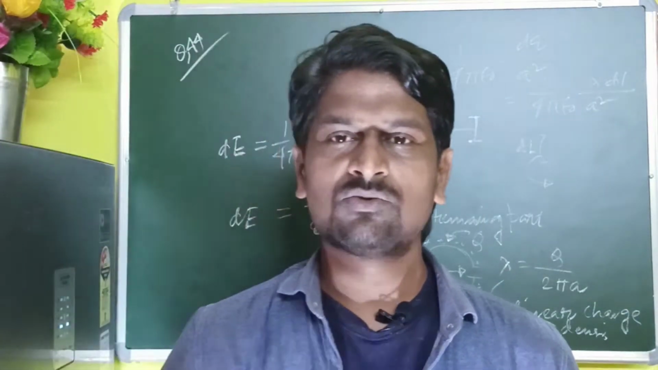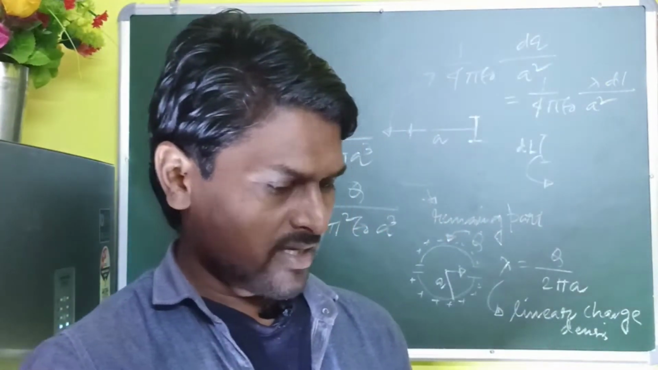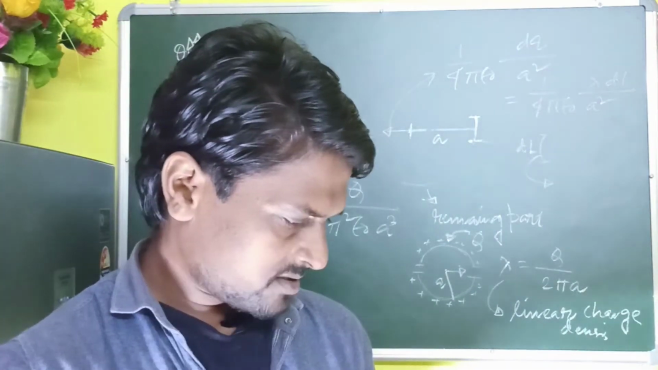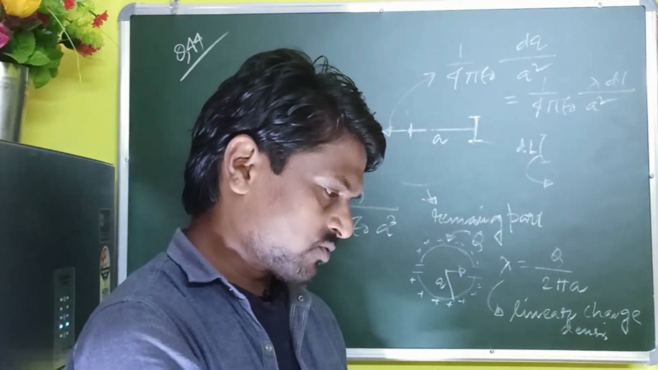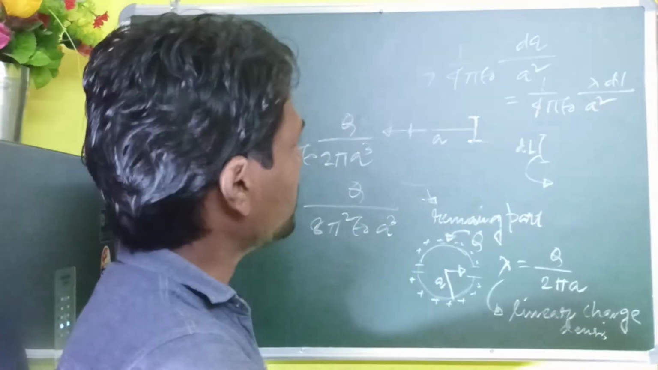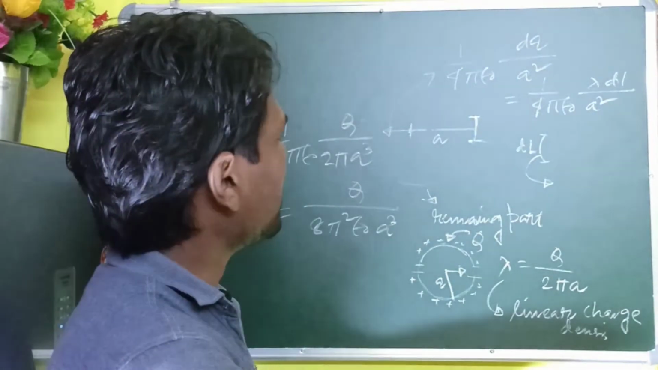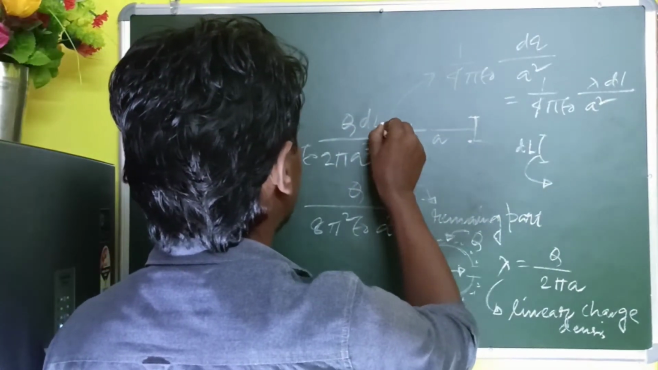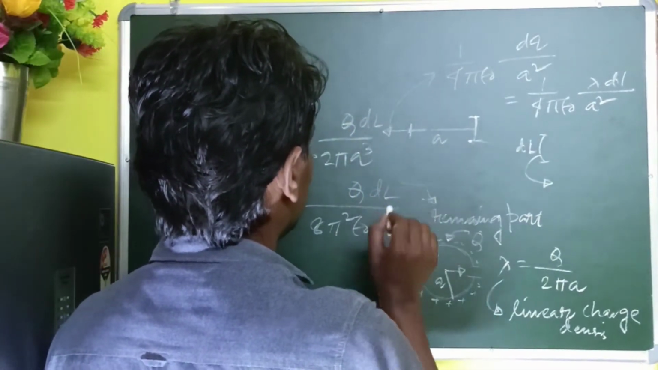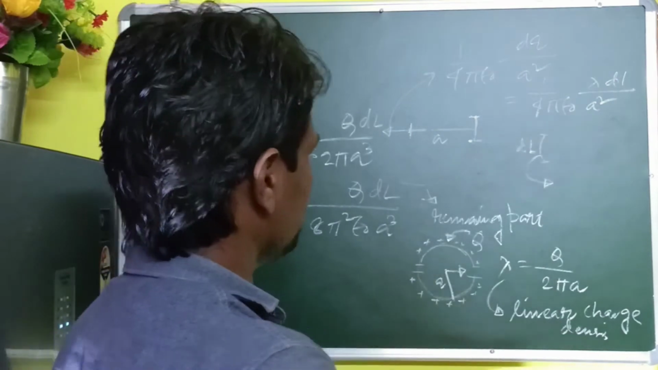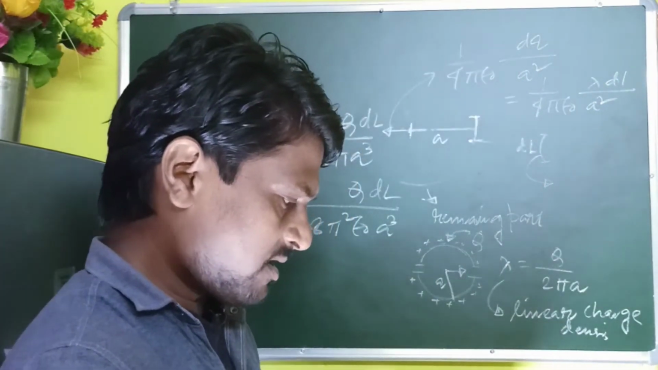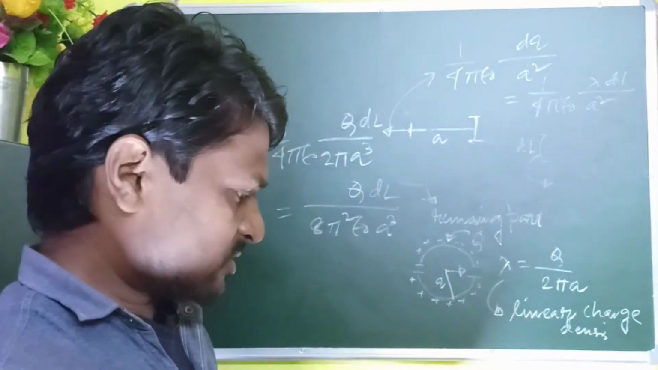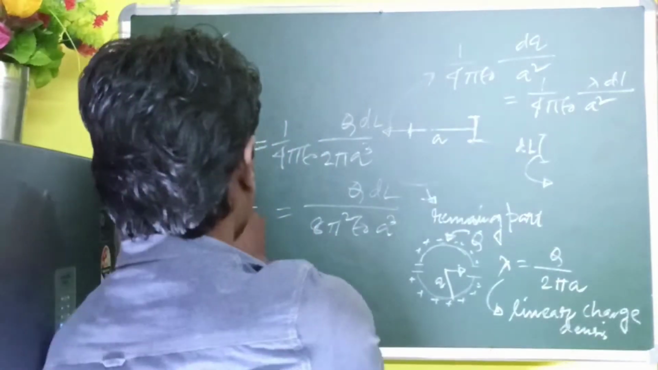And I think students, you realize that in numerical 44, sorry, one thing is missing here. Oh yes, this is dl, you have to write dl here also. So dE due to the elementary part is Q dl by 8 pi squared epsilon naught a cube. So this is the final answer.